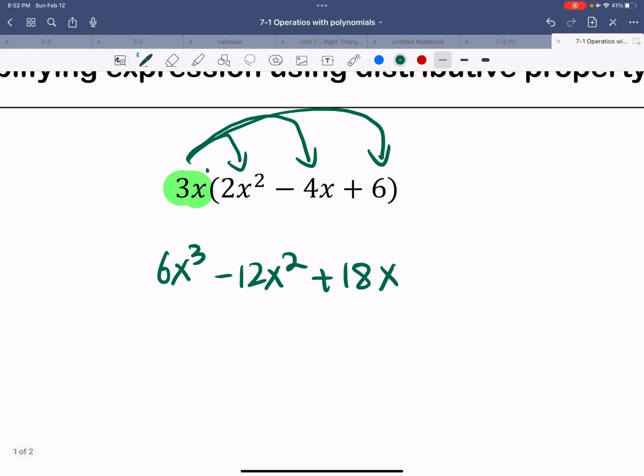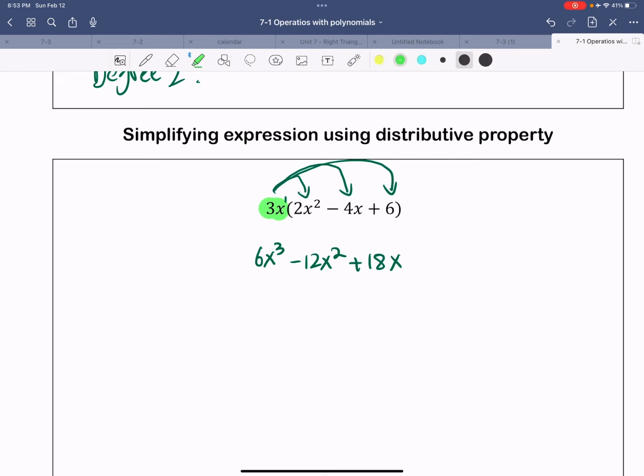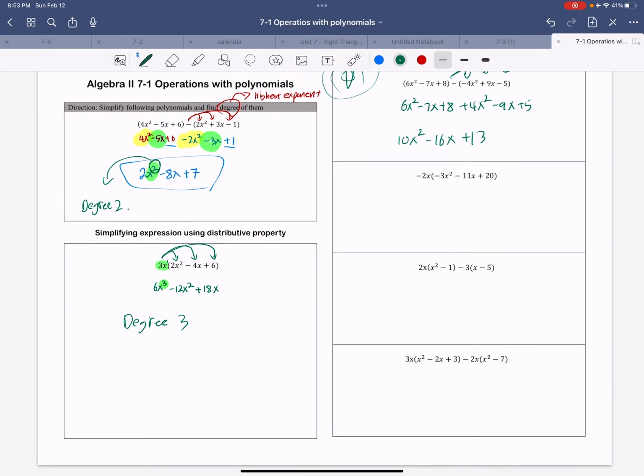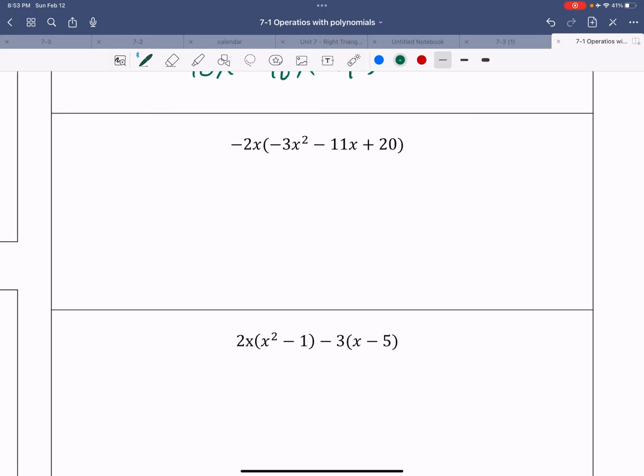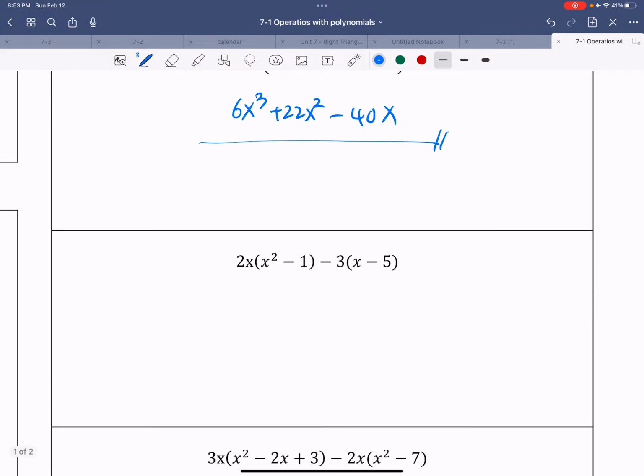So there's the hidden number 1. So 1 plus 2 is 3. 1 plus 1 is 2. And 1 plus there's nothing, so there's still just 1x, okay? And as you can see, the exponent for this one is 3, so this one is going to be degree 3, right? So here you go. Now it's your turn. Now pause the video and try this one by yourself. And that should be what you get, okay?